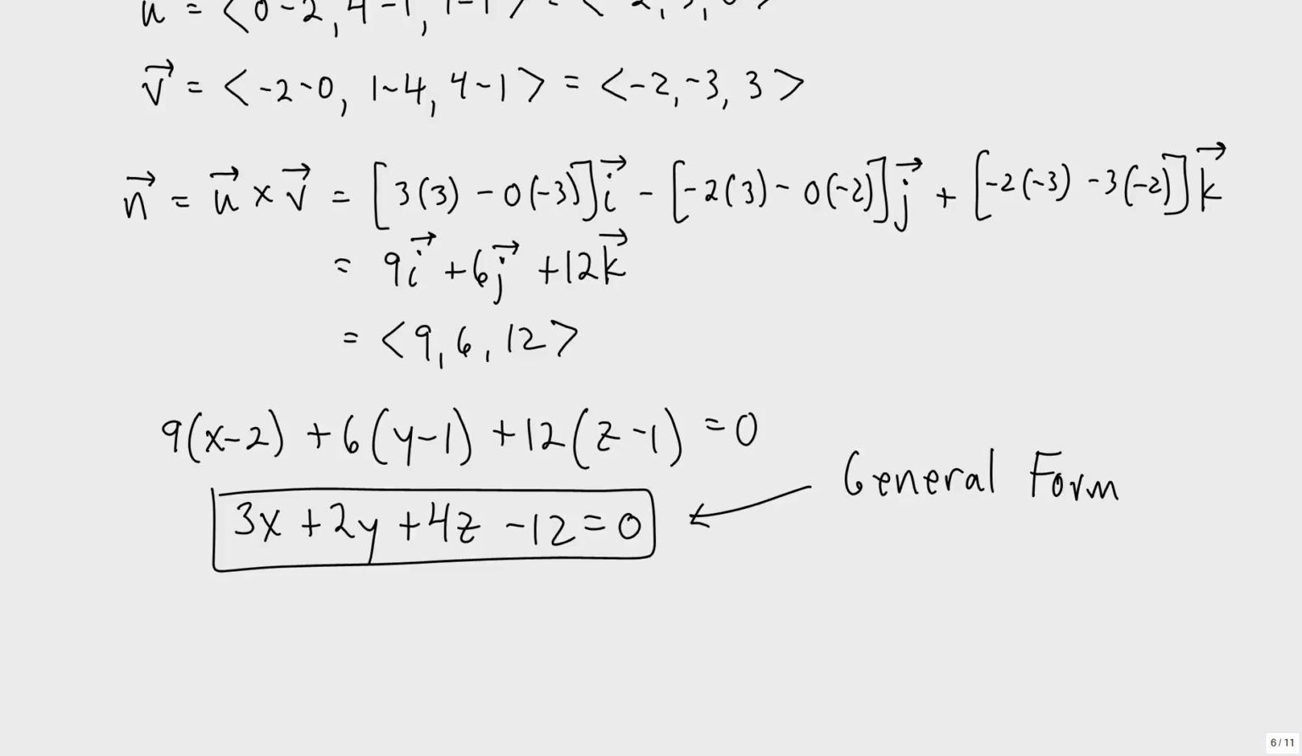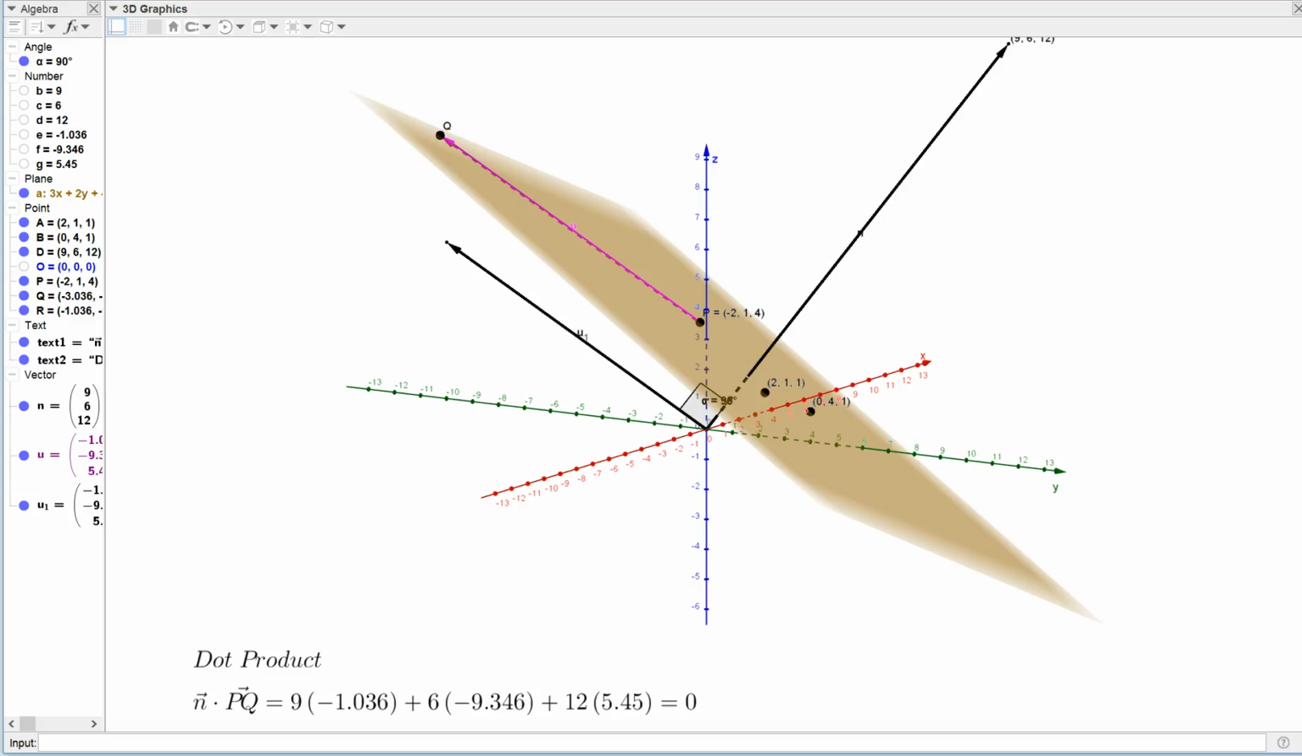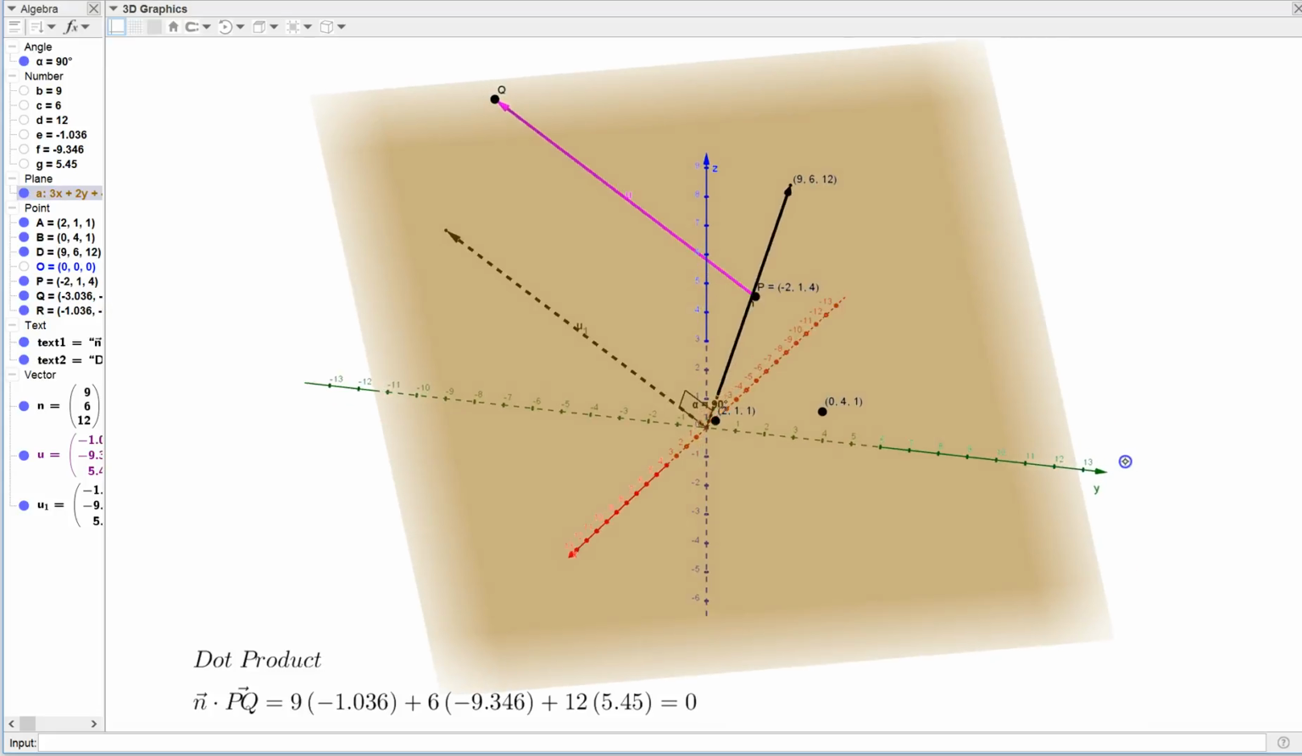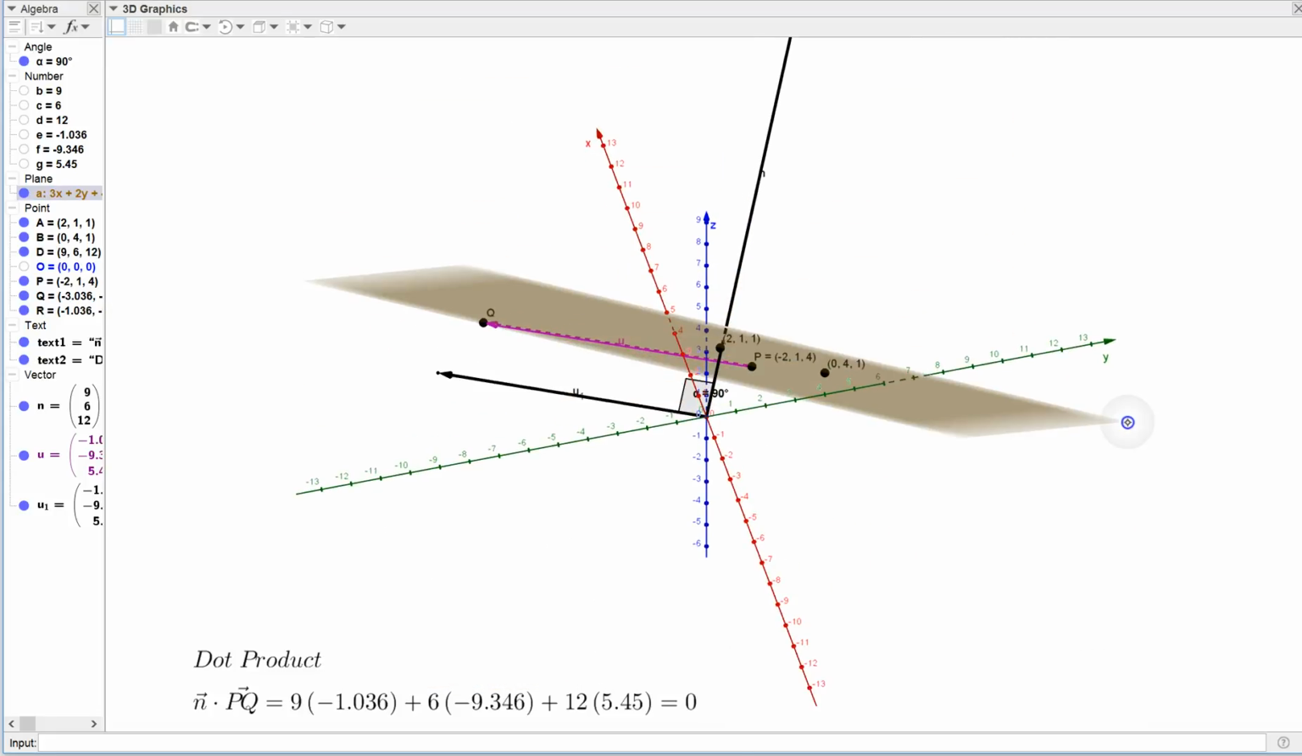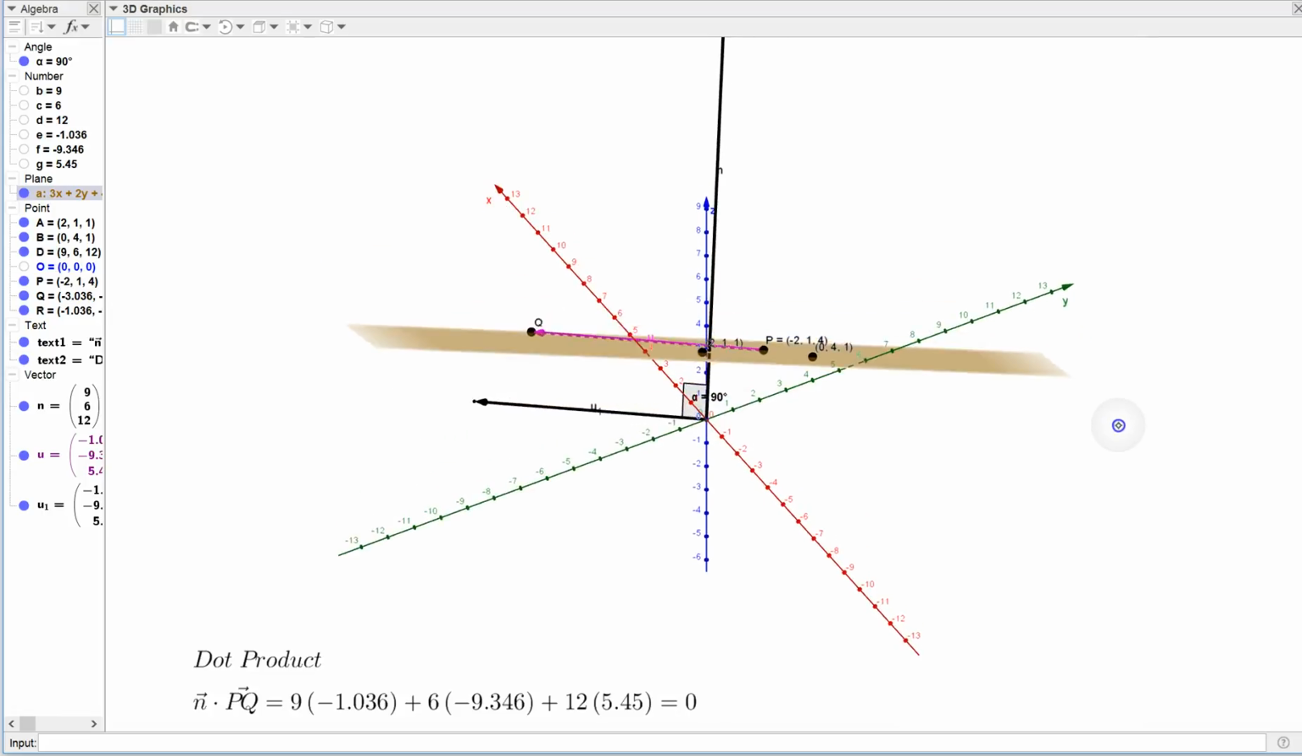Alright, now let's use some software and actually see what that looks like here. So I've got that plane graphed for us here. So remember, we had 3 points that we wanted to be on the plane: negative 2, 1, 4, 2, 1, 1, and 0, 4, 1. And as you can see, they all are located on the plane.